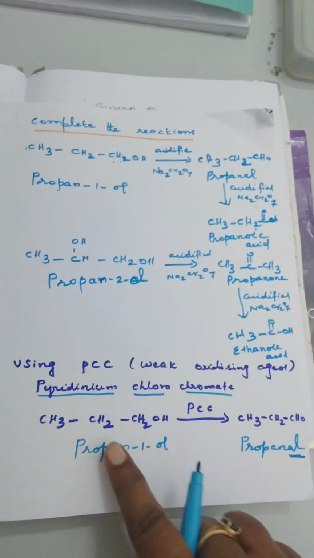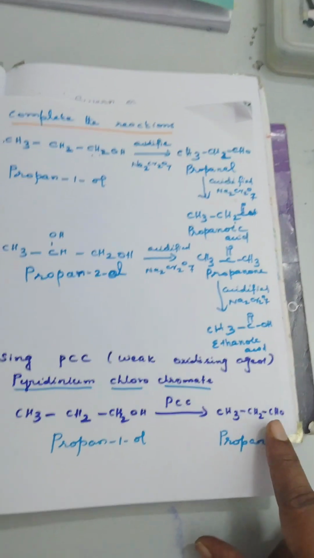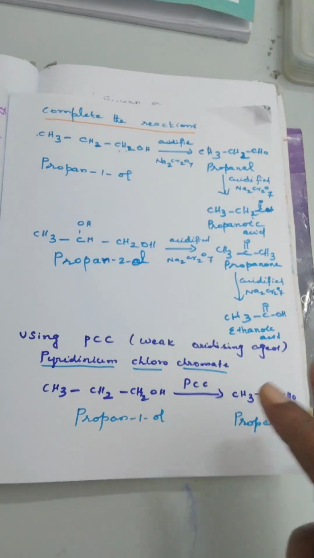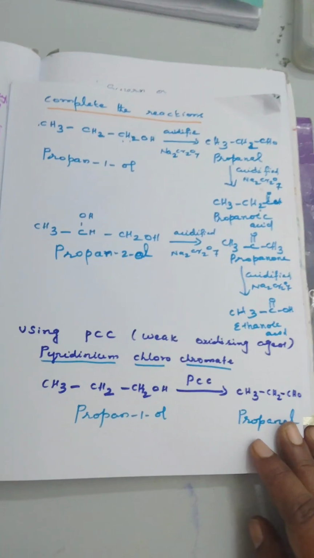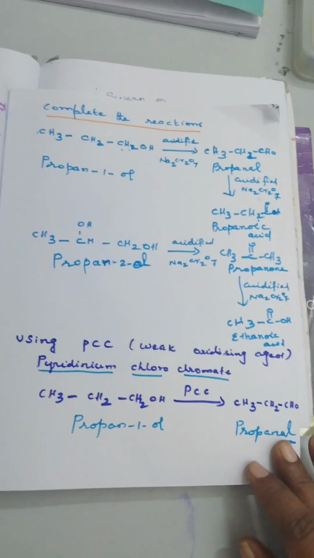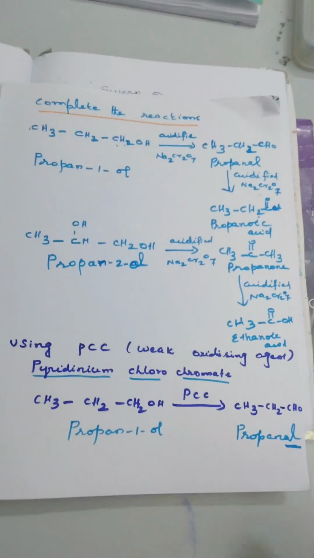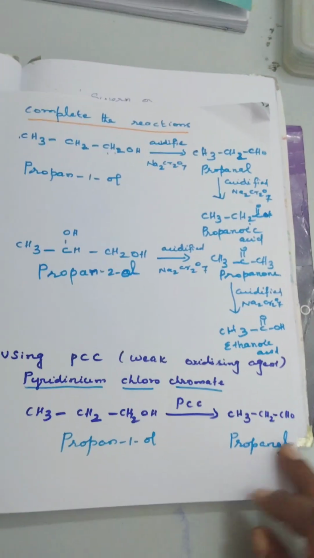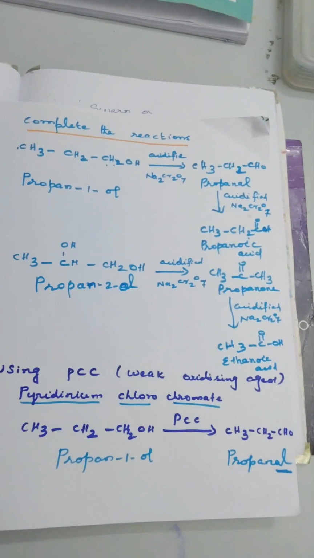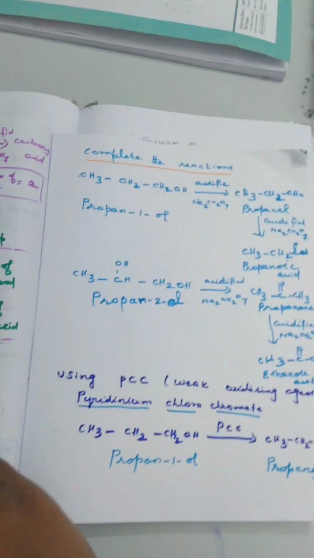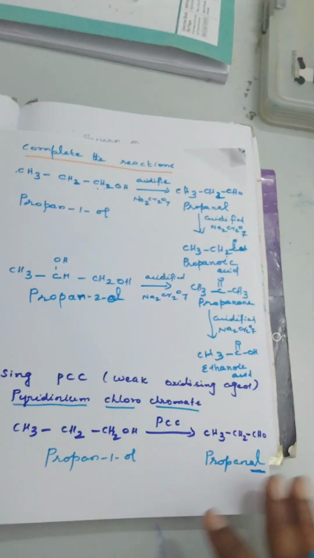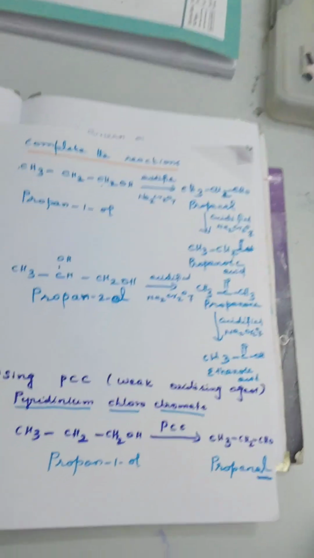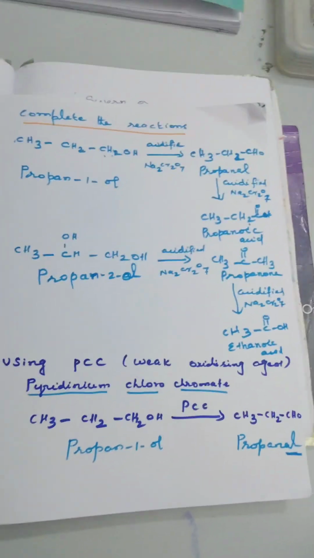Primary alcohol on first oxidation gives aldehyde, that is propanal. It will not undergo further oxidation. The oxidation stops here. That you have to remember. If you use weak oxidizing agent, the reaction stops here. So I hope you understand this, the oxidation of alcohol.